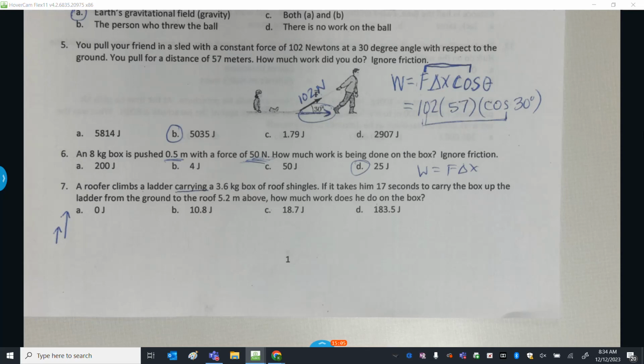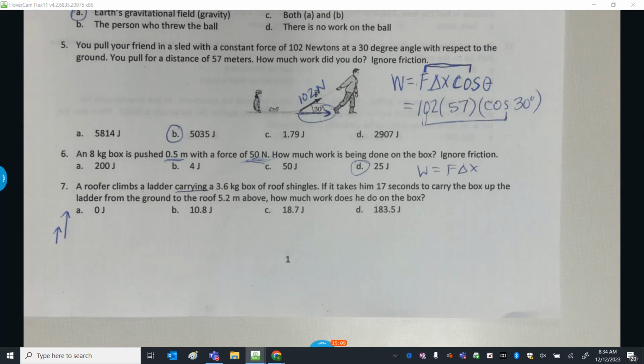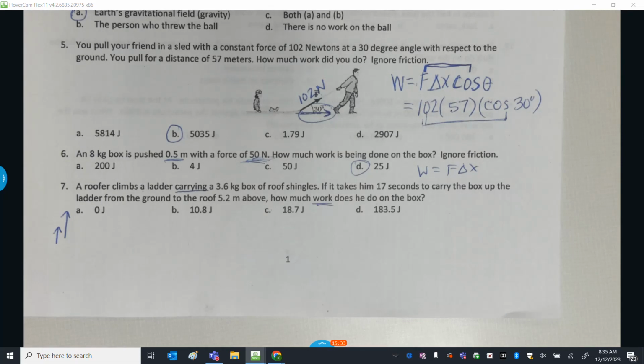Okay, so make sure you read the scenario. Don't stop when you see the word carrying and say, oh, it's 0. Okay, so let's talk about what that force is. If you're carrying something up or lifting something from the ground, if I lift this calculator, the force that you have to use to lift something at a constant rate is equal and opposite to its weight. So we need to figure out what that force is, because if I'm trying to figure out how much work was done, I need the force and the displacement.